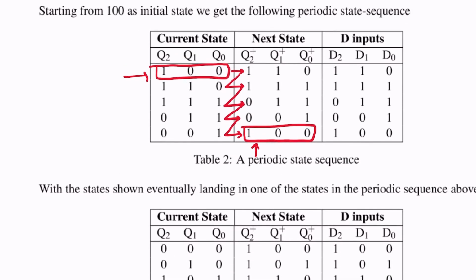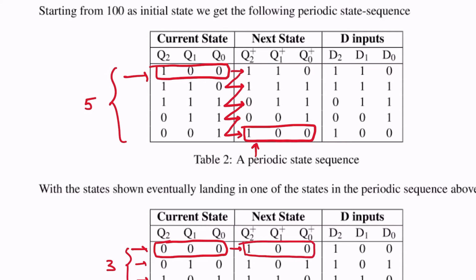And you notice that there are 5 states here, but there are totally 8 states that Q2, Q1, Q0 can be in. So the remaining 3 states are here, right? And what you can see is that if you were to start at 000, you would go to 100, which is the first state in the periodic state sequence. And if you were to start at 010, you would go to 101 and then eventually come to 110, which is the second state in the periodic state sequence.